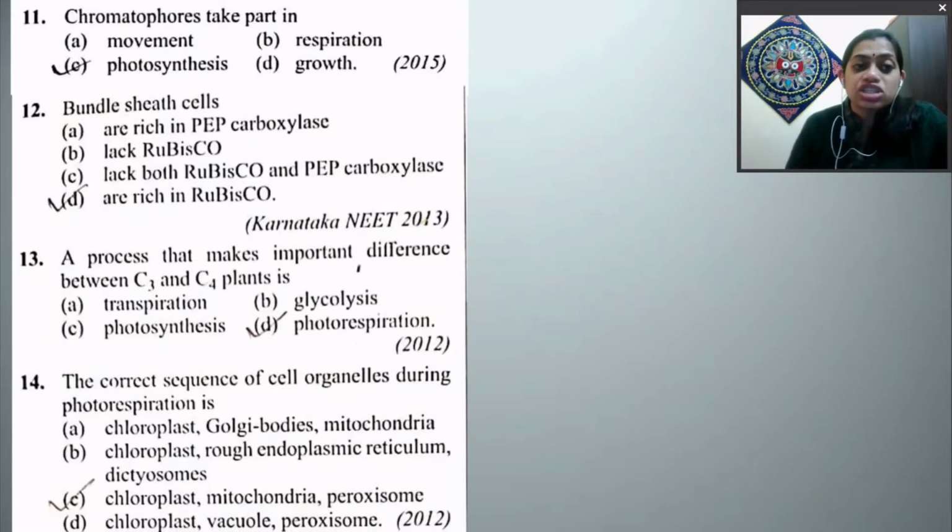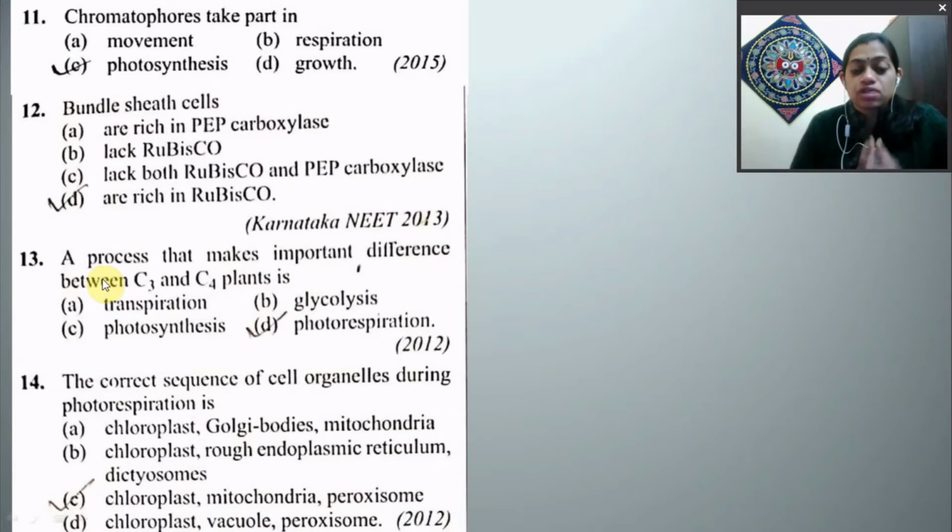Next: bundle sheath cells are rich in PEP carboxylase. गलत. Lack rubisco, no. Lack both rubisco and PEP carboxylase, no. Are rich in rubisco. So this is the right answer, D. A process that makes important difference between C3 and C4 plant is transpiration, glycolysis, photosynthesis or photorespiration. So right answer will be photorespiration.